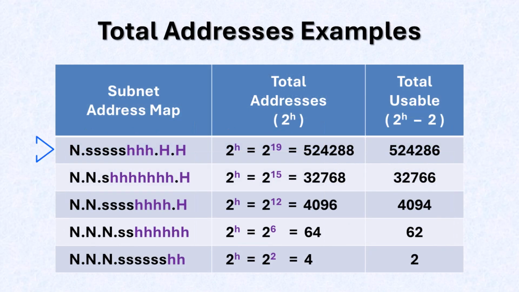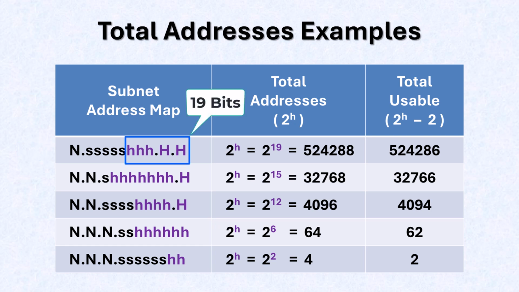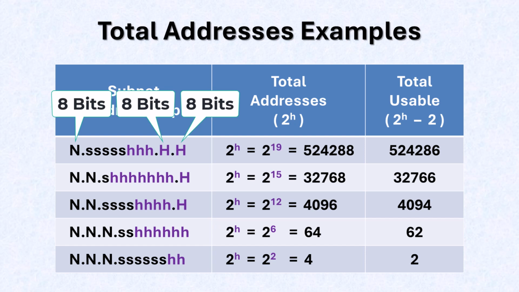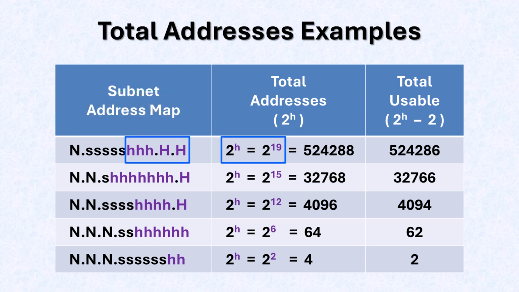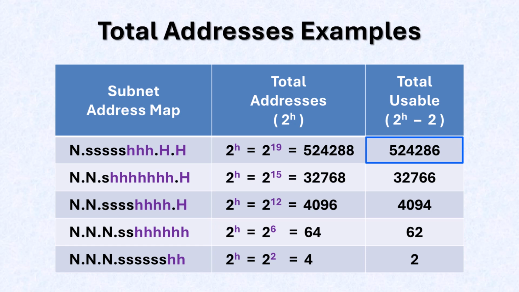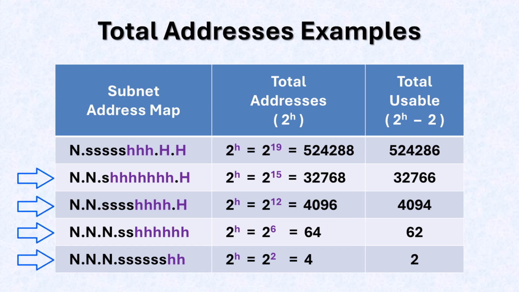The address map in the first entry shows 19 host bits. Uppercase letters represent 8 bits. 2 raised to the 19th power gives the total number of addresses per subnet. We can then subtract 2 to obtain the total number of usable addresses per subnet. Review the other examples before proceeding.